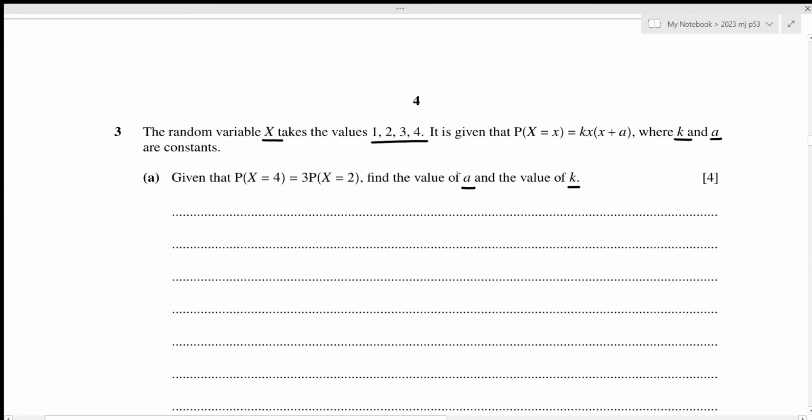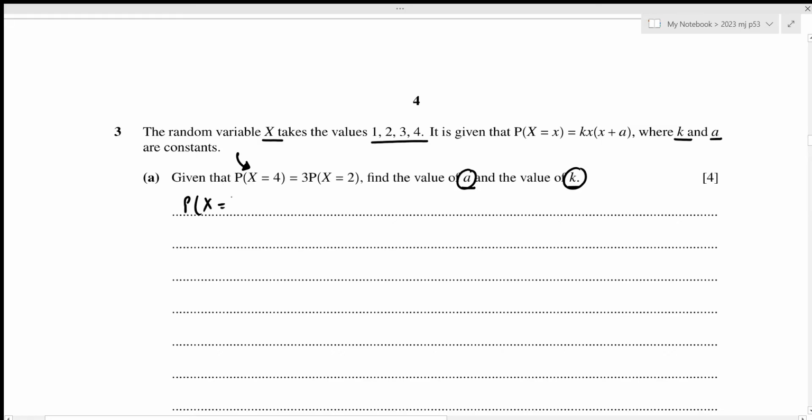Remember that we are looking for values of two different variables, right? Which means that we require at least two different equations. The first equation can be obtained from the given condition itself, and the second equation can be obtained by the sum of all of our probabilities, because the sum of all probabilities should always be equal to 1. Let us first start with the given criteria.